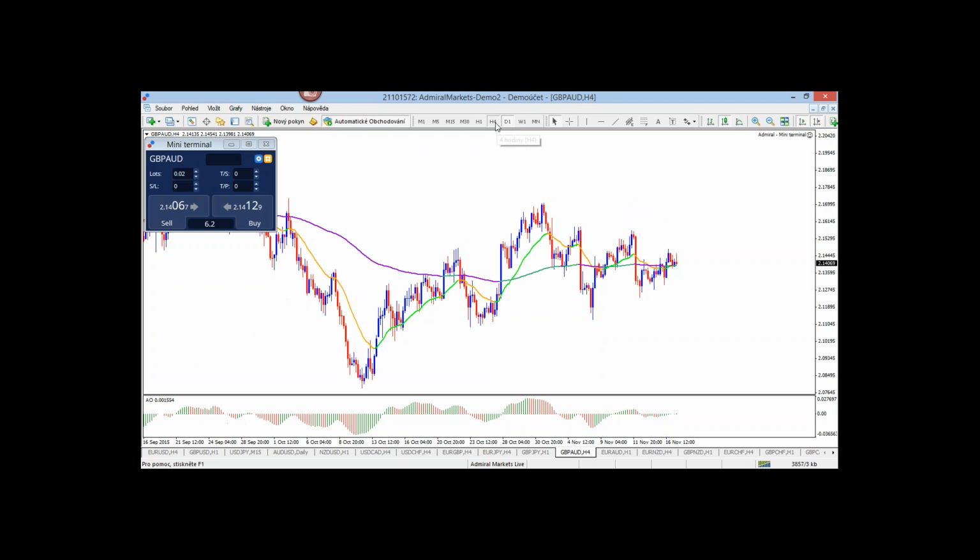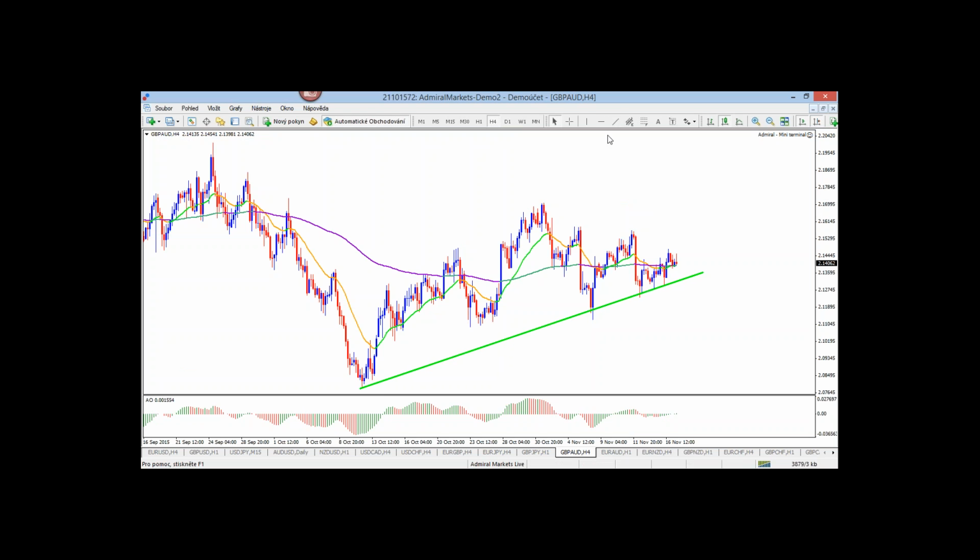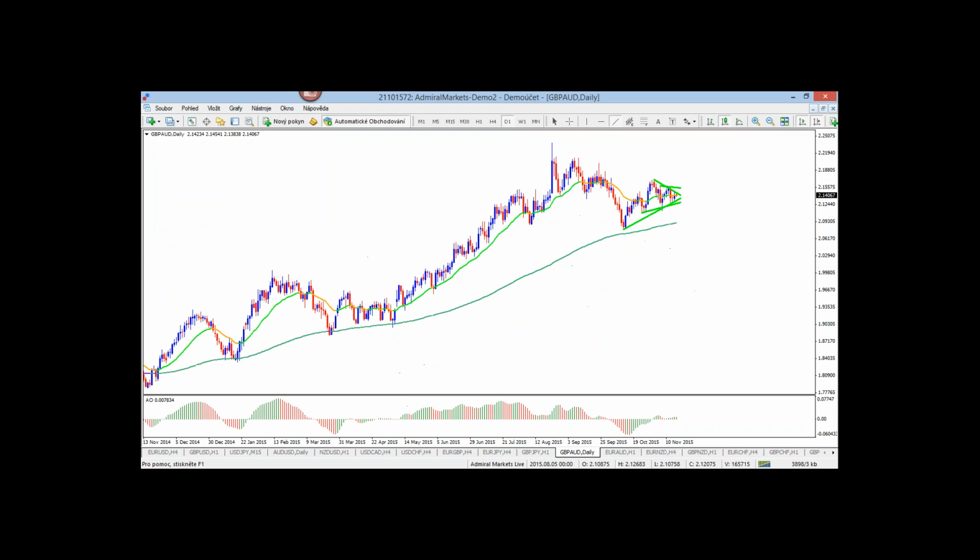Well, I think it's pretty straightforward. We got a triangle slowing down, contracting triangle formation. We could draw plenty of trend lines, in fact, support like this, resistance like this, support like this, two layers of support resistance, one closer, one further away. And we got even daily trend lines. So there's a lot of consolidation going on.